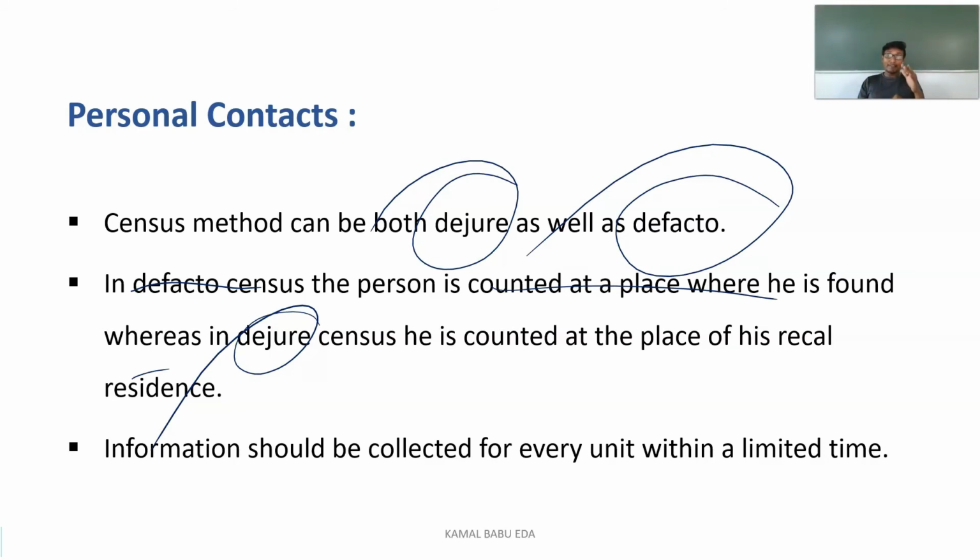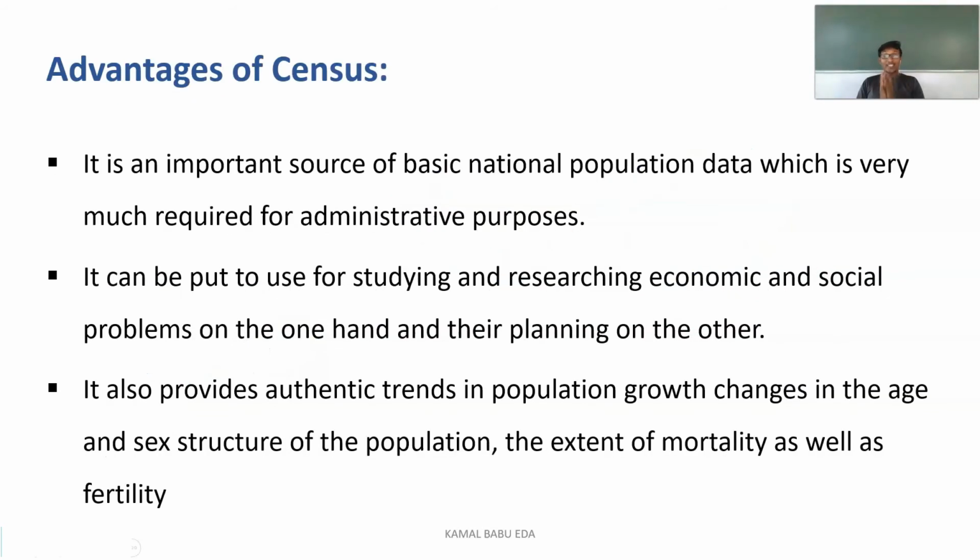So the data which is collected should be specified to a time. Again, day by day new births are occurring and new deaths are occurring, and there will be population changes. Now we'll see what are the advantages of the census. So here the census is mainly useful for the administrative purpose.